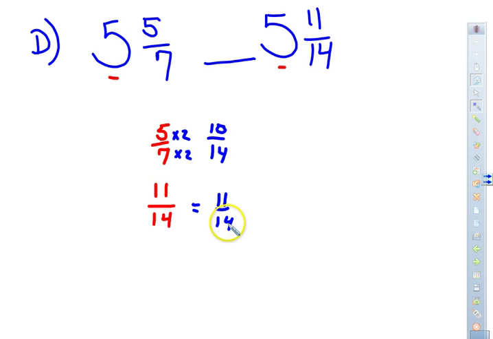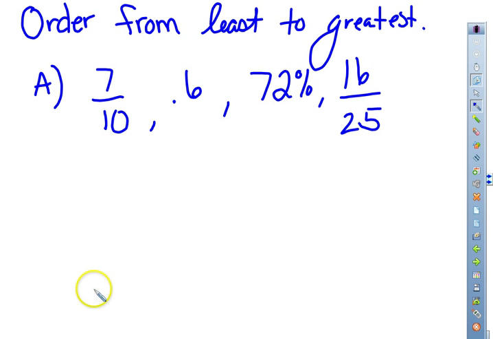Now we can look at our numerators, 10 and 11. So my 11/14 is going to be greater. So it is 5 and 5/7 is less than 5 and 11/14. Let's go ahead and look at our next one. And our next one is saying to put them in order from least to greatest.